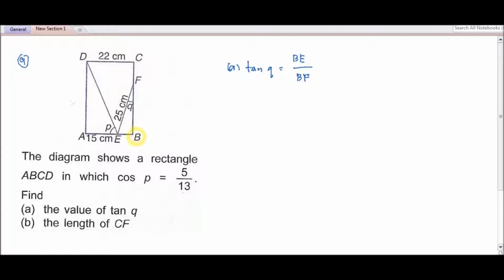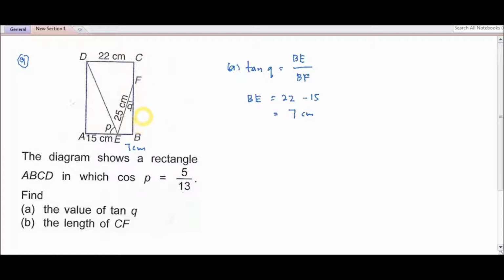How to find the BE? BE is actually very easy. Why? Because this is 22. 22 minus 15, you get BE. BE is equal to 22 minus 15. You get 7 centimeters.